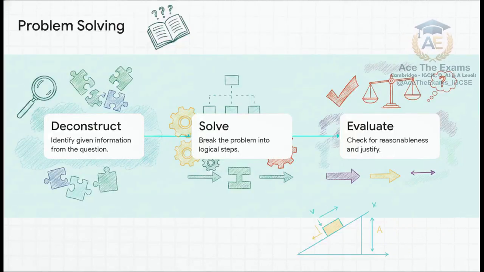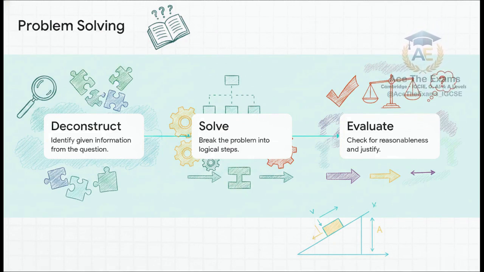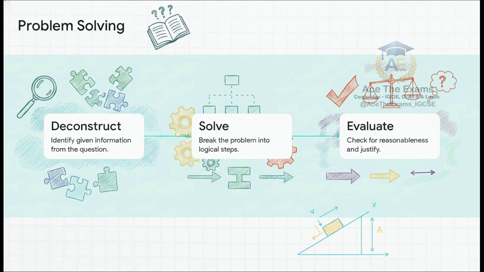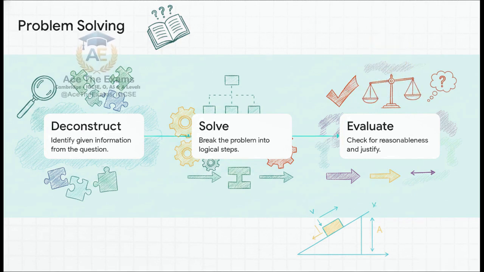So, to avoid Sam's fate, you've got to use this critical flow: deconstruct the given information, solve systematically in logical steps, and evaluate for reasonableness and justify. Which brings us to challenge 3, speed writing. If I gave you a 30-second timer right now to write one perfect PEEL paragraph explaining how to determine the perpendicular components of a velocity vector on an inclined plane, what would you write?